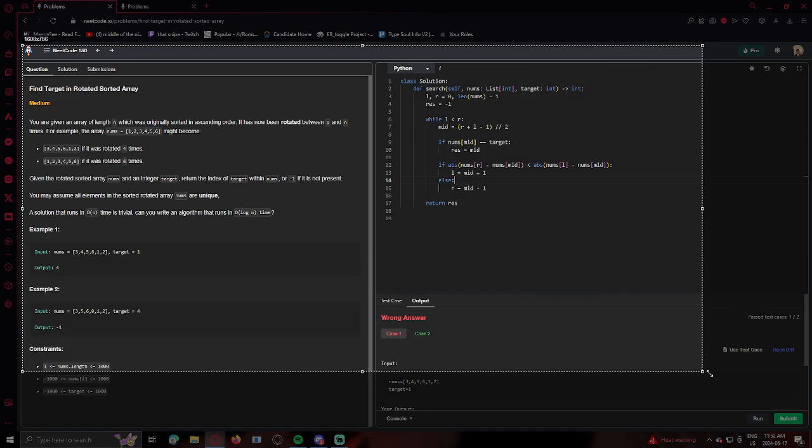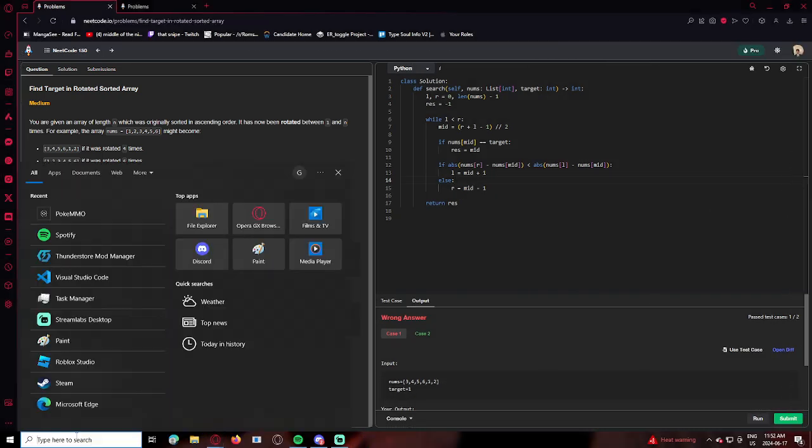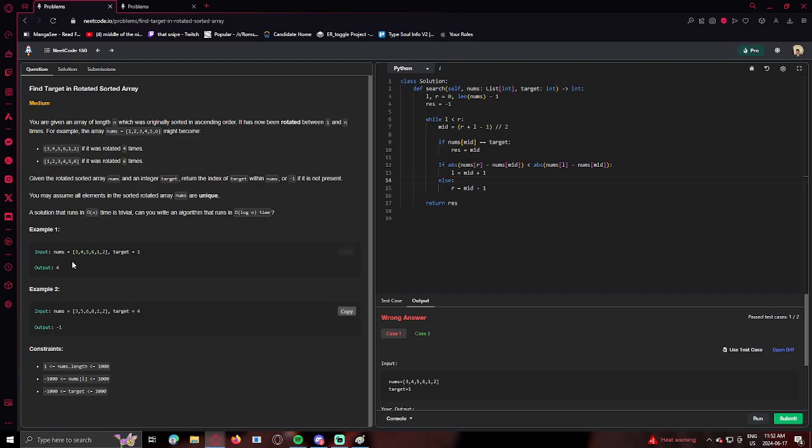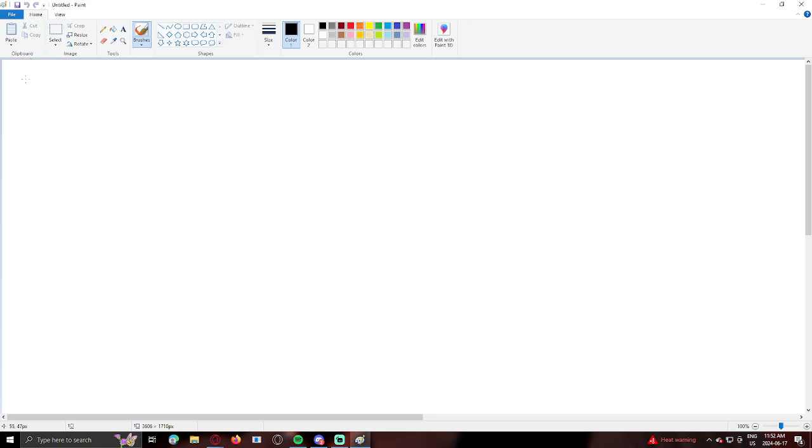So we'll create a thing. Actually, we'll go MS Paint. So we have 3 4 5 6 1 2. This is our R. This is our L. Our mid is going to be 0 plus 5 plus 4 divided by 2, so 2. So our mid's going to be here, and we're going to say okay.